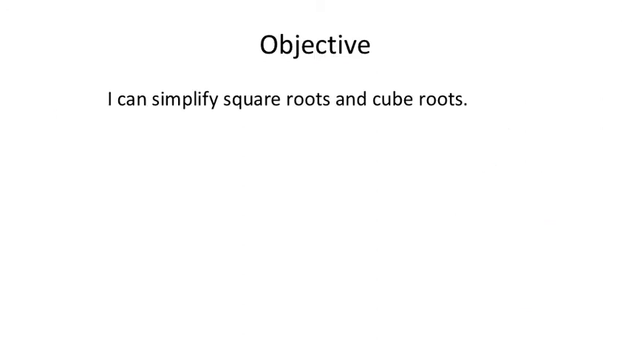That brings us to the objective. I can simplify square roots. Square roots, if you use prime factorization, remember you're looking for pairs. Cube roots now, though, if we're looking to simplify cube roots, we're looking for triples. They have to be matching sets of 3.